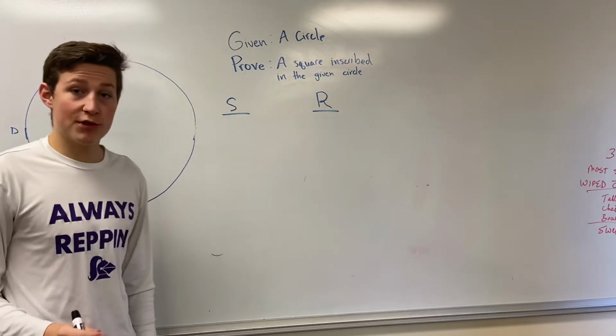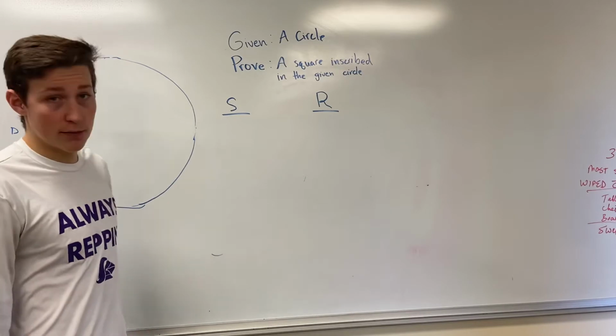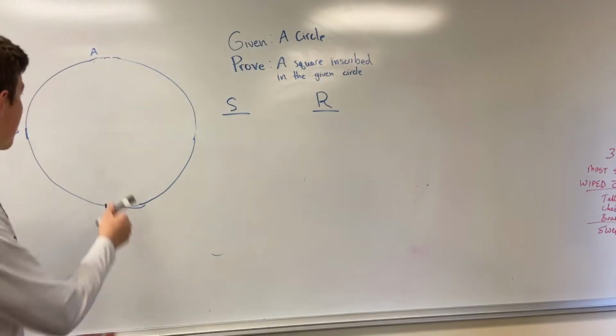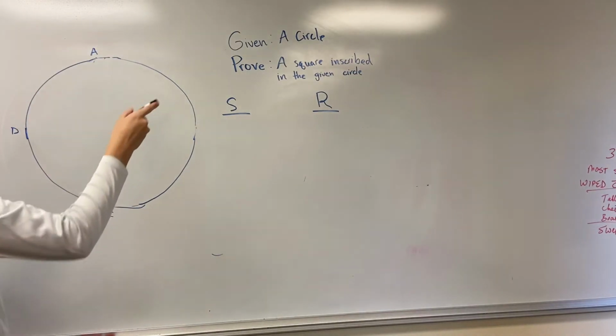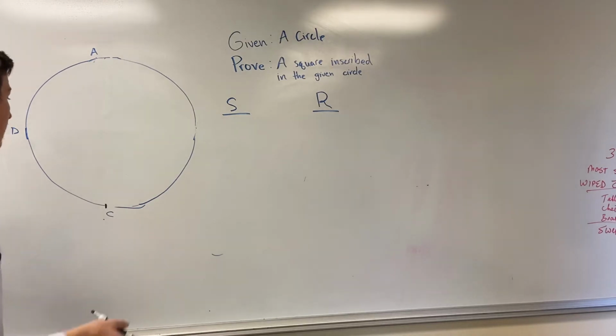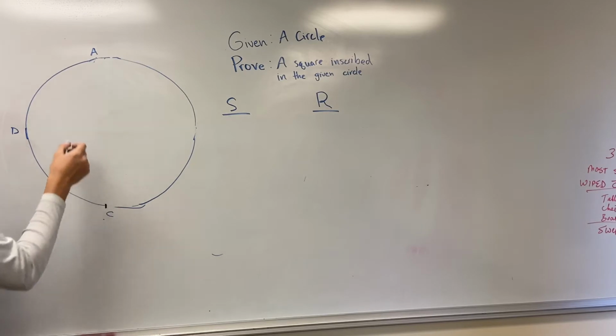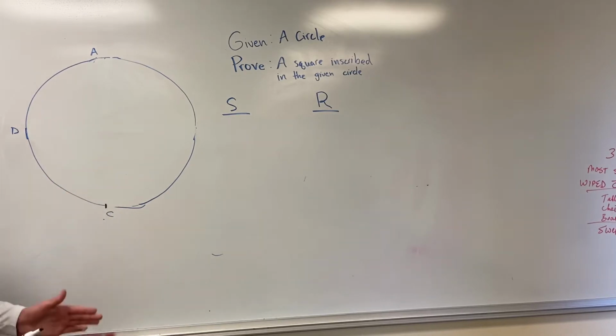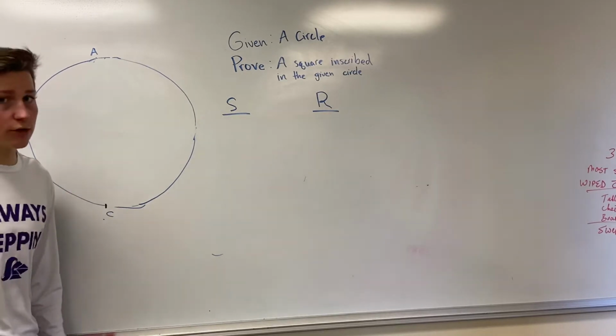Hello. Today we'll be doing Book 4, Proposition 6 from Euclid's Elements, which says that in a given circle, you can inscribe a square into it. Okay, so for it to be a square, it needs to have equal sides and equal angles, which also need to be right angles.